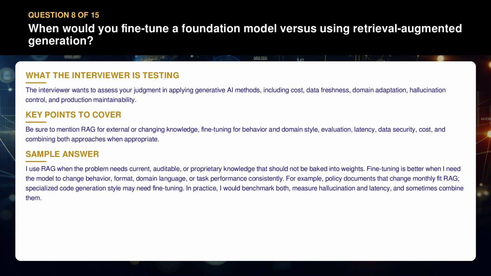I use RAG when the problem needs current, auditable, or proprietary knowledge that should not be baked into weights. Fine-tuning is better when I need the model to change behavior, format, domain language, or task performance consistently. For example, policy documents that change monthly fit RAG. Specialized code generation style may need fine-tuning. In practice, I would benchmark both, measure hallucination and latency, and sometimes combine them.